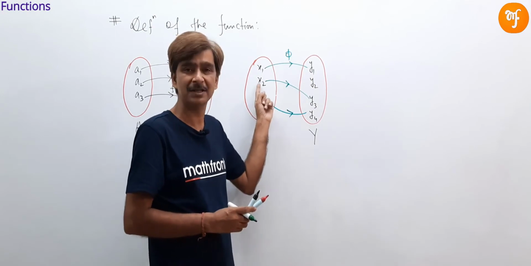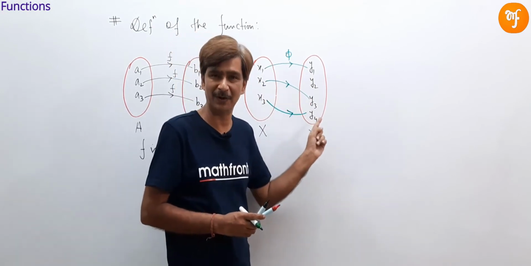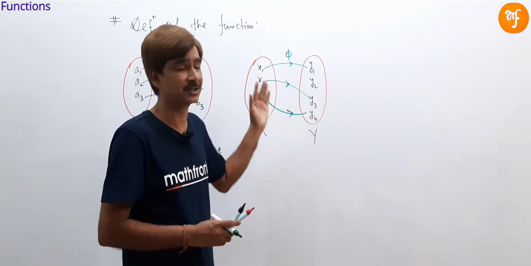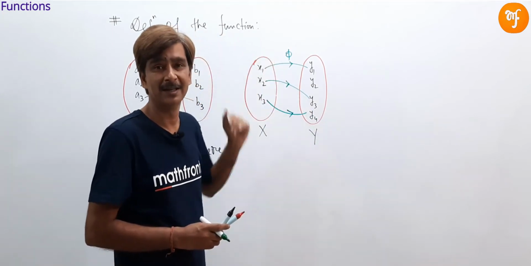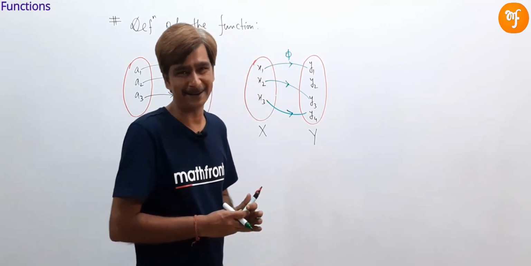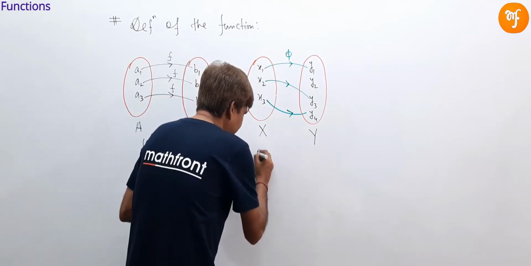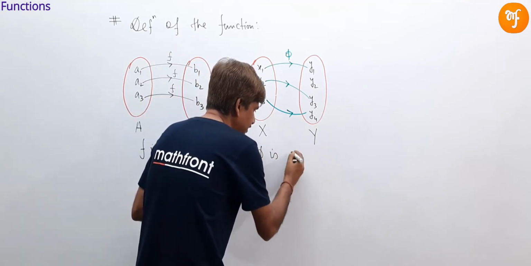x2 has how many images? Only one image, which is y3. x3 has how many images? Only one image, which is y4. So the definition of a function is satisfied here. That is why the relation phi is also a function in this mapping diagram. Okay, so please write here phi is a function.